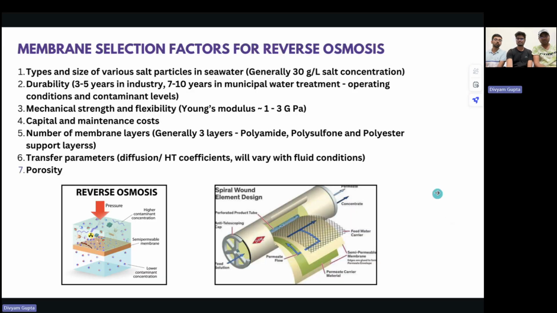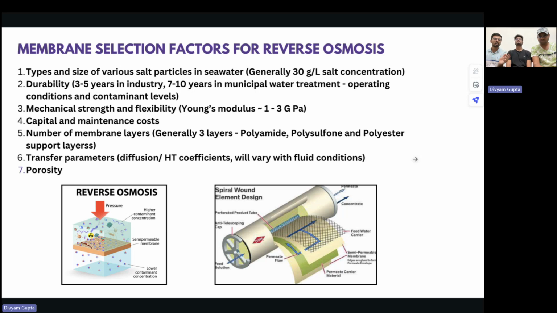So now I'll talk about the different factors affecting membrane selection. The first point is, as Divi mentioned, there are different types of salt ions like Na+, Mg2+, Cl-, and SO4 2-. The relative concentration of these will vary, and that will actually affect the membrane material we select. Then, considering that we are using industrial application of seawater desalination, we'll have to consider the 3 to 5 years timeline of every membrane.